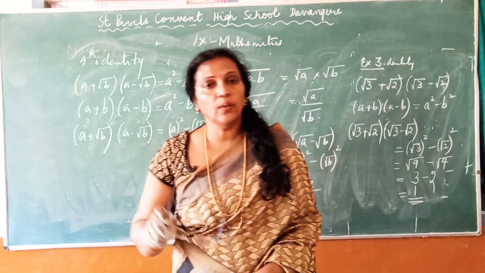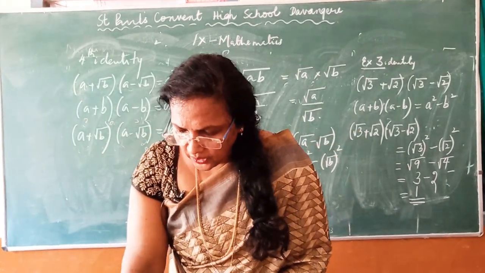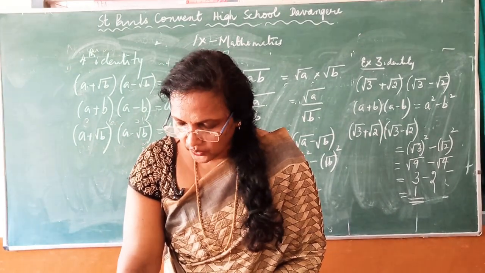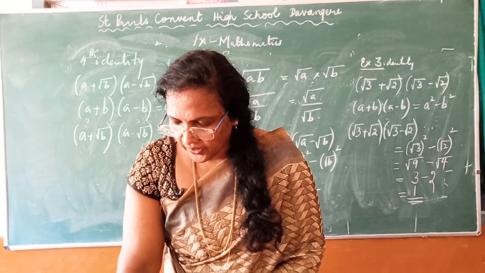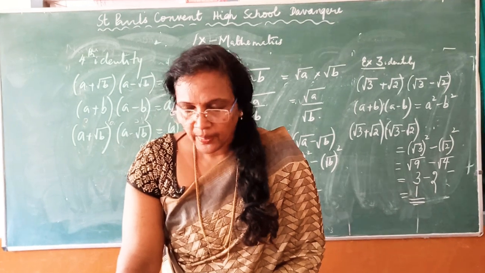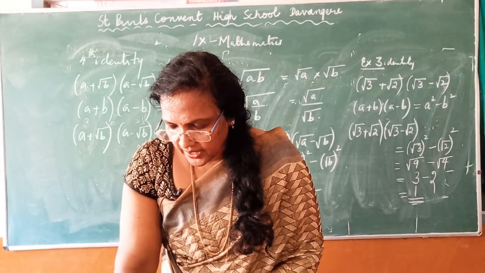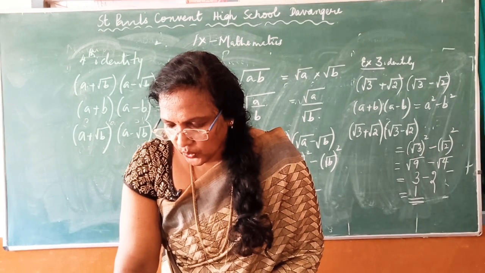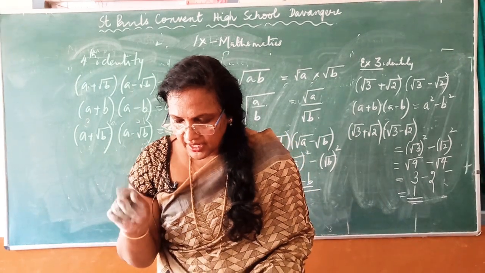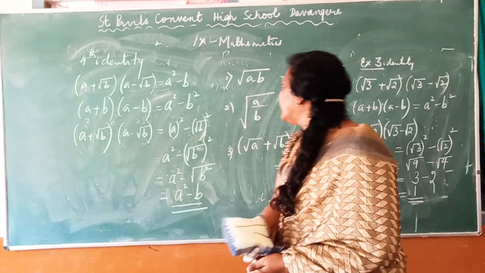Similarly, you have two more identities, that is root a plus root b into root c plus root d is equal to root of ac plus root of ad plus root of bc plus root of bd. And the sixth identity is root a plus root b whole square is equal to a plus 2 root ab plus b. Now I have to show you the fifth and sixth identities.